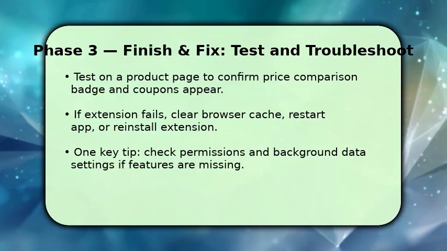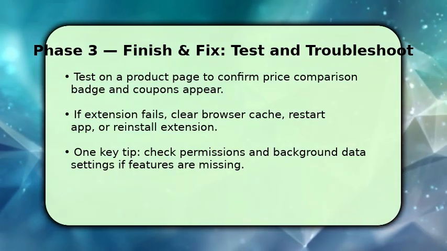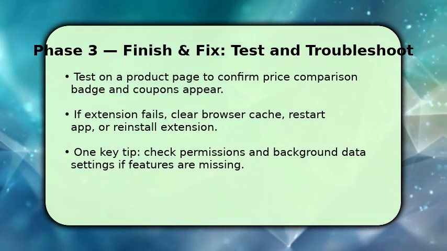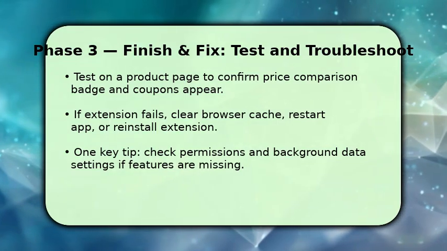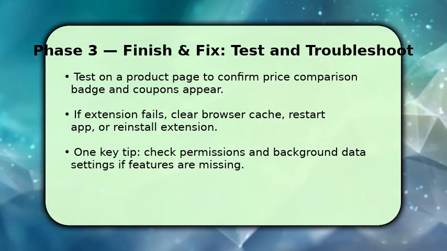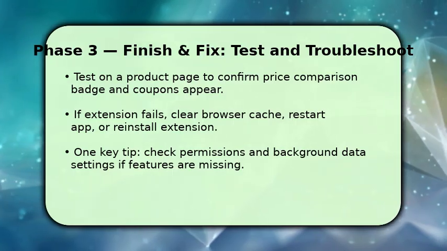Finish by testing. Navigate to a product page and verify the Buyhatke badge, price history, and coupon suggestions show up. This confirms everything is wired correctly. If something fails, clear cache, restart the browser, and reinstall the extension. These steps resolve most issues quickly.